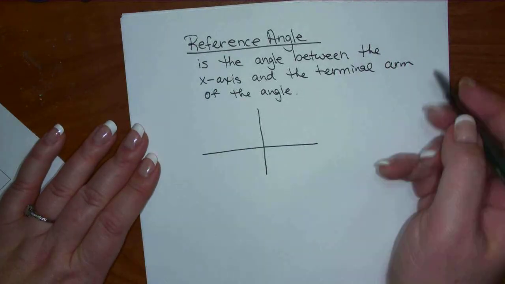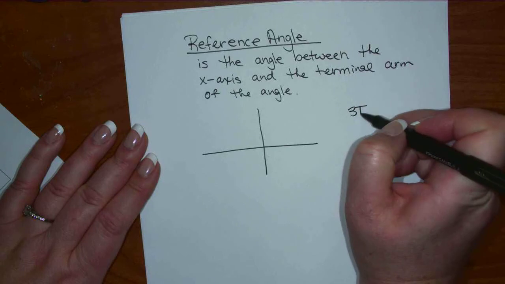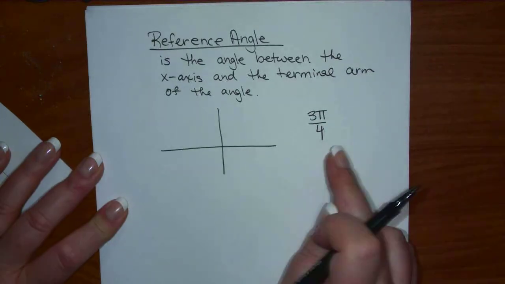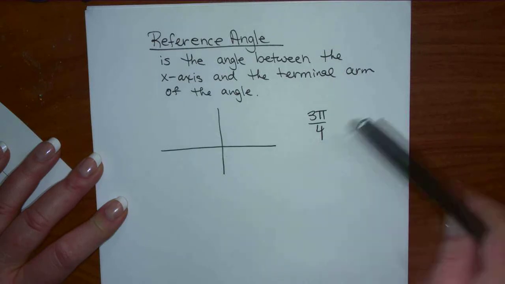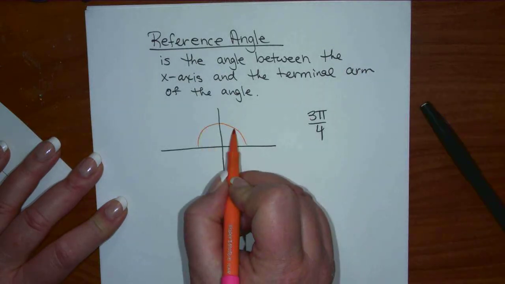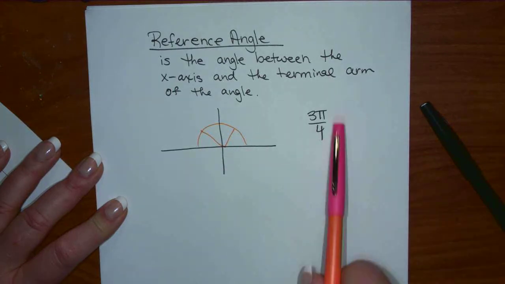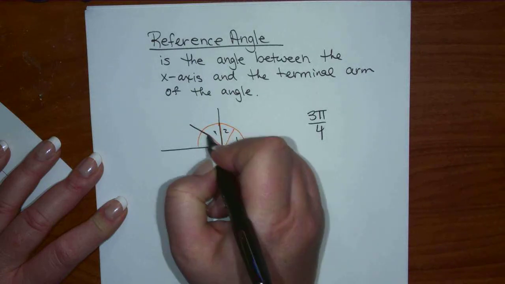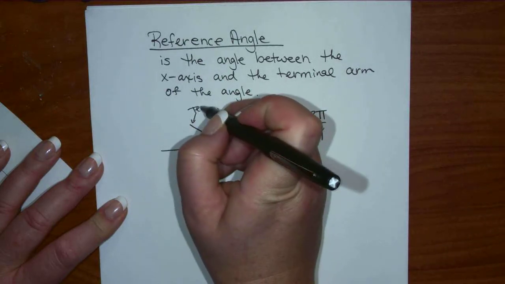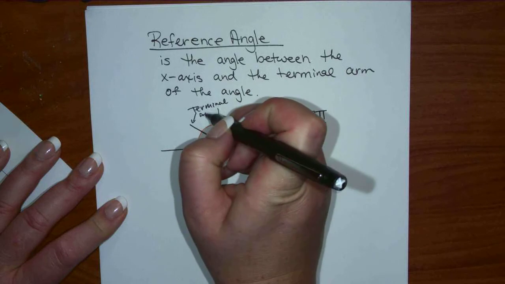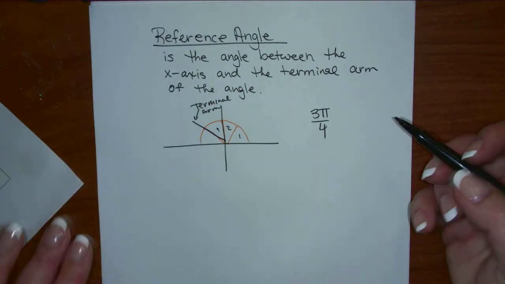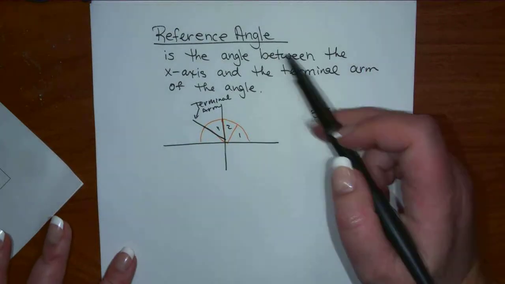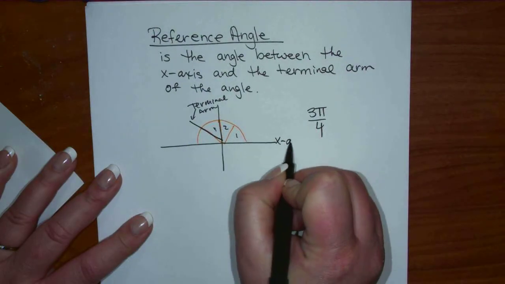So the reference angle, if I drew, let's say we draw the angle 3 pi over 4, where would that be? So how many pieces do I cut the pi into? 4. So here's my 4 pieces, and how many do I want? 3. So 1, 2, 3. This is called the terminal arm. And the reference angle is where? It's the angle between the x-axis, this is the x-axis, and the terminal arm.